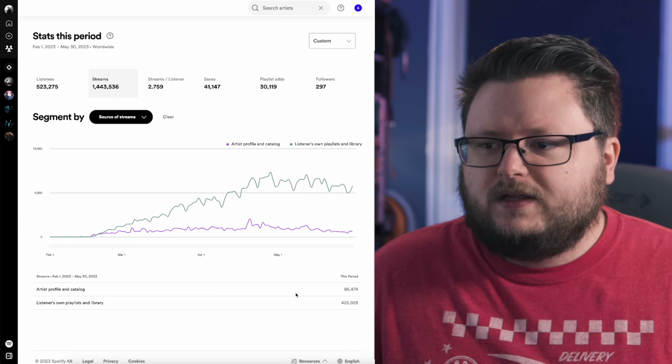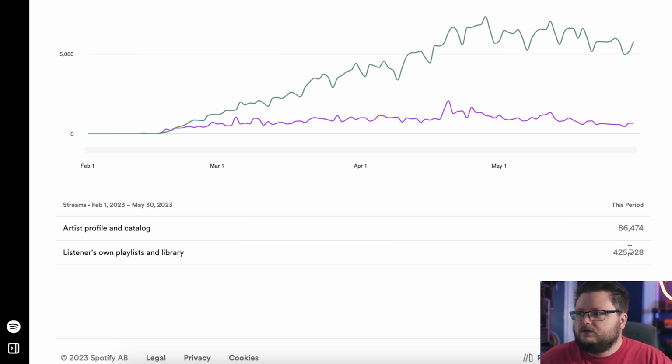So artist profile and catalog, 425,000. For some of you who have never realized this, of how many streams are happening as secondary listens from the song, you can see it's dramatically higher than the actual initial artist profile and catalog streams.